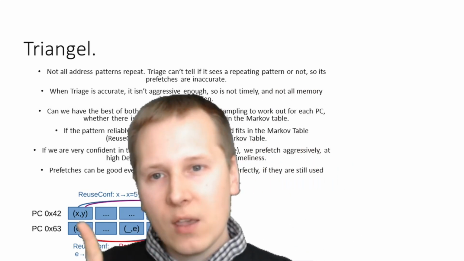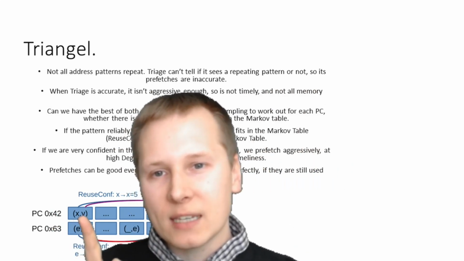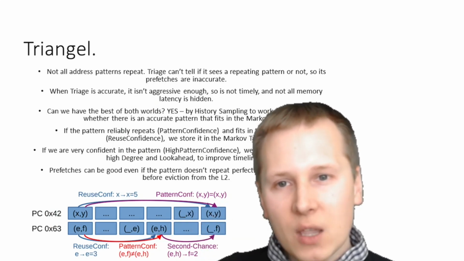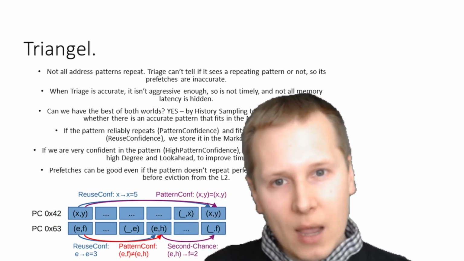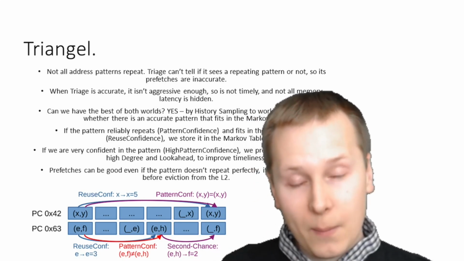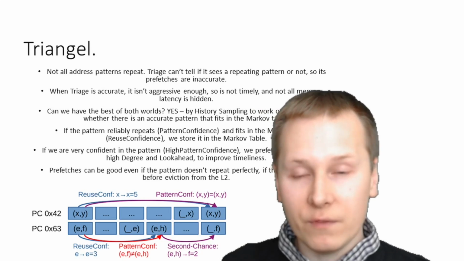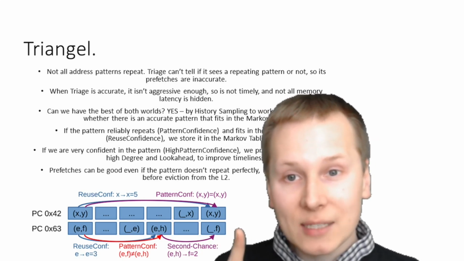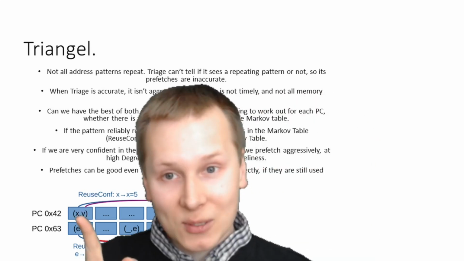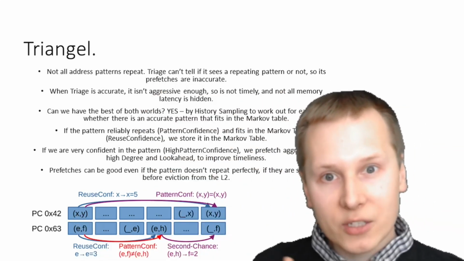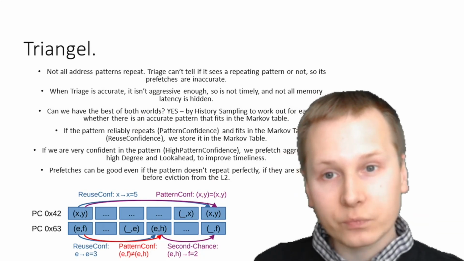So what we've got here in my example is an address pattern sequence, where for this PC, we've got XY at this time, then 5 accesses later, we've got XY again. So that's reused in the amount of time that it can be stored in the Markov table, so we increment the reuse confidence. Likewise, the last time we accessed X, we accessed Y. The same is true here.